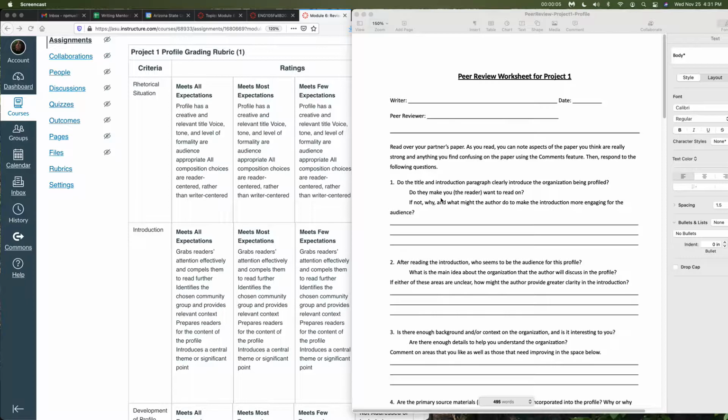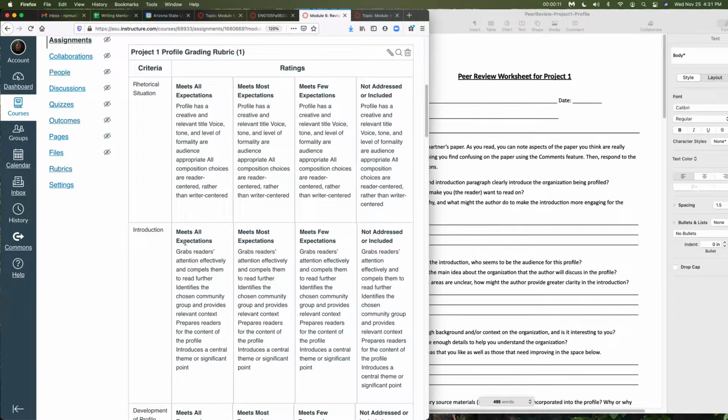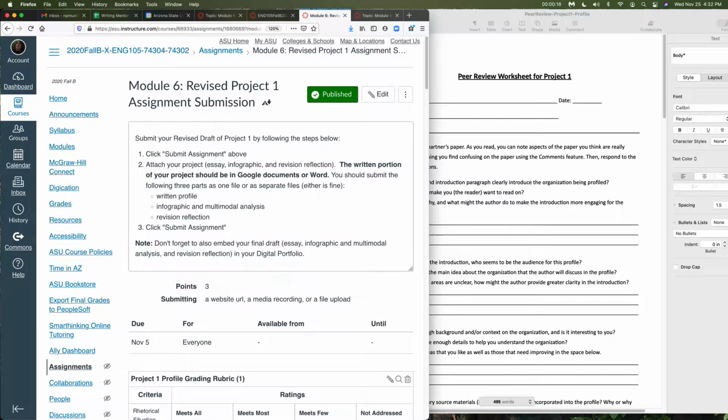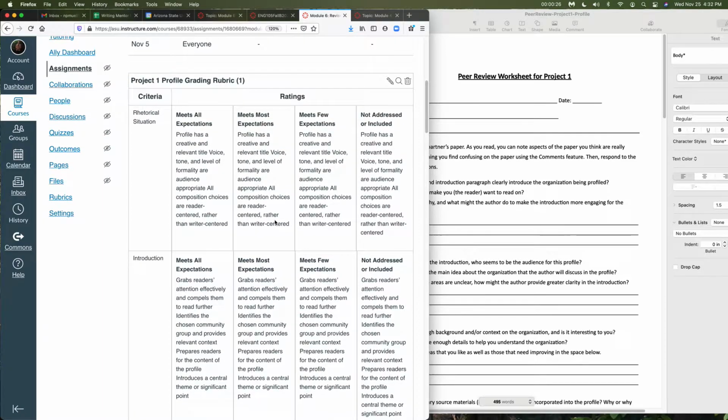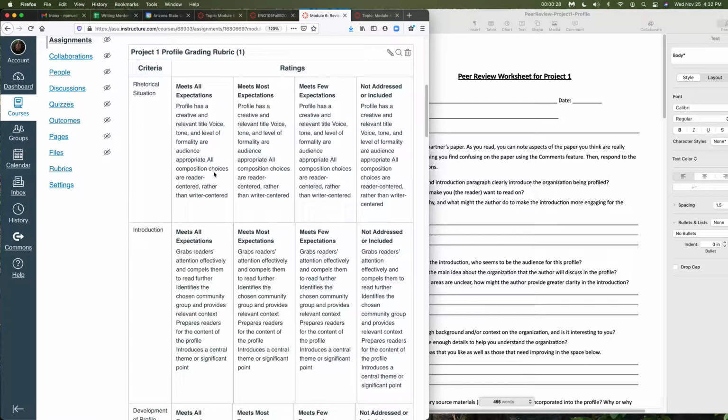In this video, I'm going to talk about the peer review worksheet here for Project 1. Occasionally, I might refer back over here to the profile grading rubric for Project 1. You'll find this in Module 6, and this is for the revised draft. So this is a good way to hold yourself accountable, and not just your peers, but yourself. Because it's kind of like a checklist as well as a rubric, right?